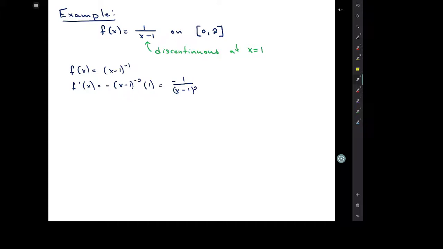And so I look at this derivative and I say, okay, this derivative does not exist when x is equal to 1. And this is actually not a critical point because it's not in the domain of the function. This derivative is never equal to 0. So there are no critical points. So again, I technically do not include x equals 1 as a critical point because this is not in the domain of f.